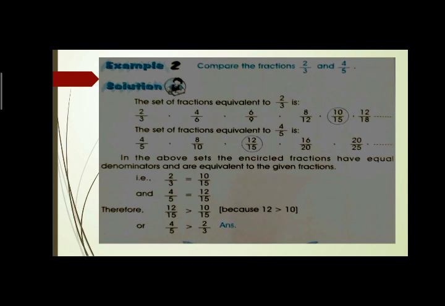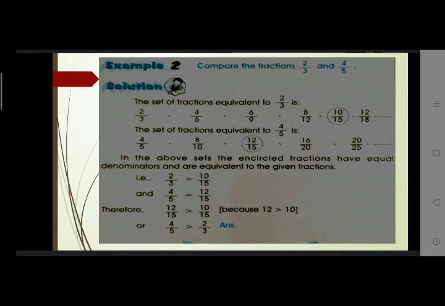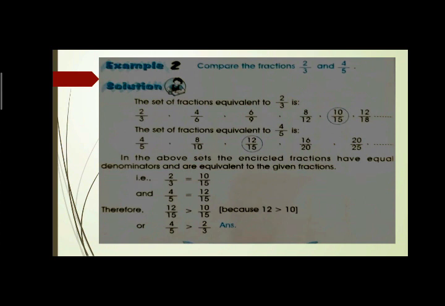the equivalent fractions of 2 upon 3, like this. 2 upon 3 is the actual number, and we build the equivalent fractions 4 upon 6, 6 upon 9, 8 upon 12, 10 upon 15, 12 upon 18, and so on. If you need, you can build more equivalent fractions of 2 upon 3. Then you have to build the equivalent fractions of 4 upon 5, like this. The actual number is 4 upon 5; build 8 upon 10, 12 upon 15, 16 upon 20, 20 upon 25.